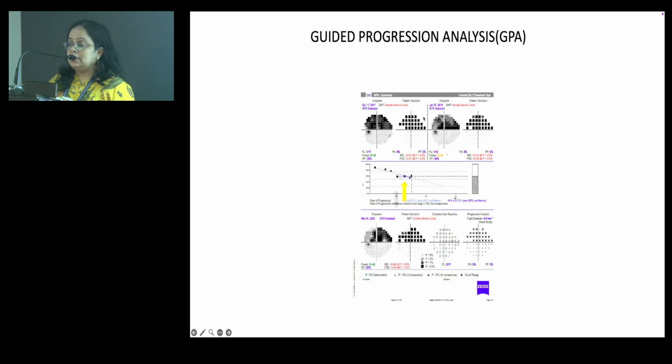And there is one more thing: if the same rate of progression is happening and you are doing some intervention, here the patient underwent a surgery, then the baseline field should be changed, so that the next two fields are taken as a new baseline, so you get a new rate of progression. If you keep the same previous baseline field, you will have the wrong rate of progression. So after any intervention, change your baseline field and see for the newer progression rate.